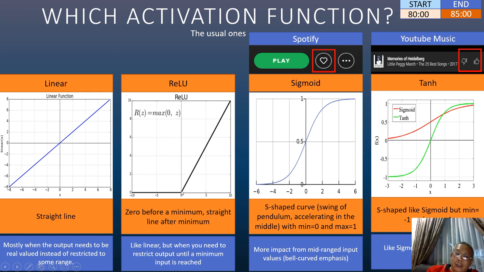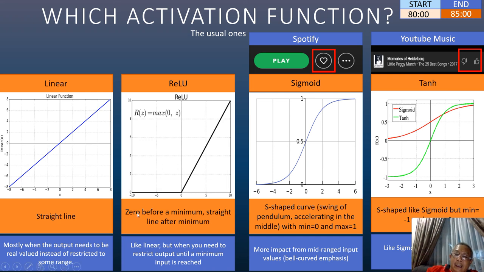Now, the 0 here might not need to be 0. It can also be, you know, ignore any number, let's say below 5. Below 5, don't do anything. After 5, then you start to do something. Or it can also be below 0, just output 2. But after 0, you start to output different values depending on the input. So straight line is mostly when the output needs to be real value. That means the value represents the real world instead of being restricted to some range. So it's not restricted. As the number increases, you also increase, or the number decreases, you also decrease, something like that.